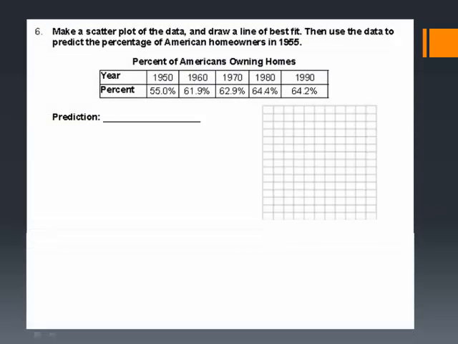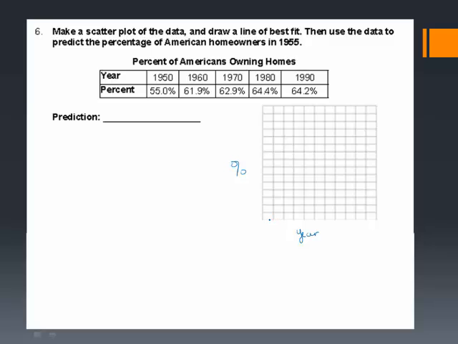Okay, we're going to make a scatter plot, and then we're going to draw a line of best fit and use the data to predict American homeowners in 1955. So we have year and percent. Time is always an x-axis. And then we have percent on the y-axis.